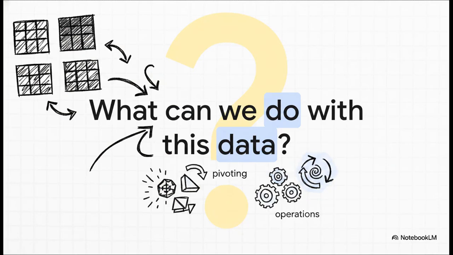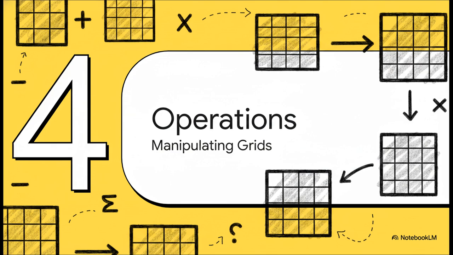Okay, let's just pause for a second and take a breath. We have our data beautifully organized into these neat arrays. We know exactly the shapes they can take. But static data isn't really all that helpful, is it? So, what can we actually do with it? Let's pivot our focus from just looking at the structure to getting into the action. Which brings us to Section 4, Operations on Matrices. It's time to manipulate these grids.